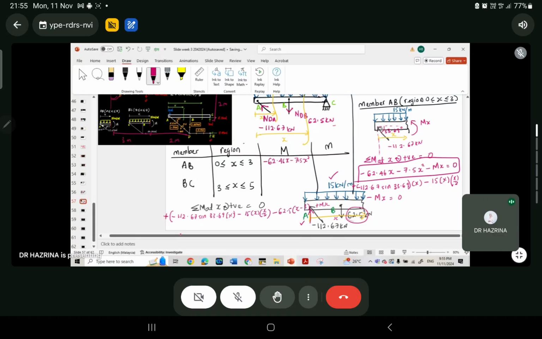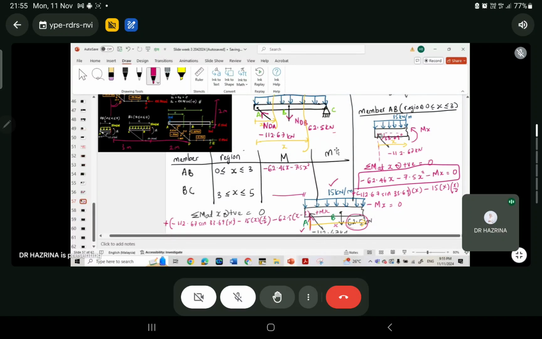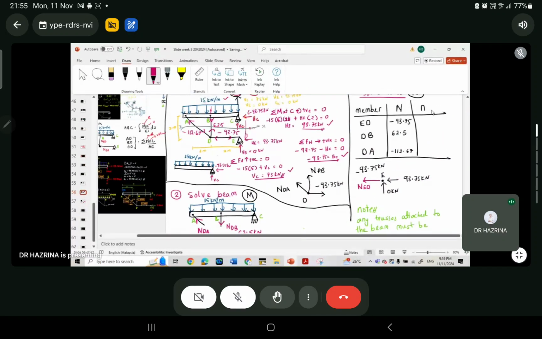So bila you simplify kan, you akan dapat this equation. So once you dapat the equation, the same thing you kena ulang untuk nak dapatkan you punya smaller m, macam bila you nak kira you punya smaller n. Boleh faham ke so far?